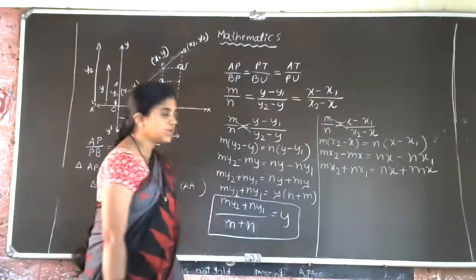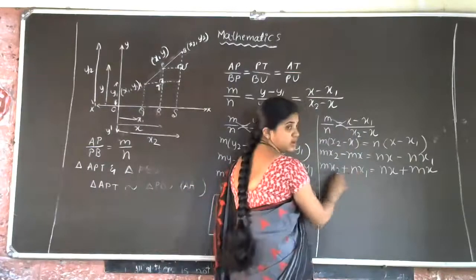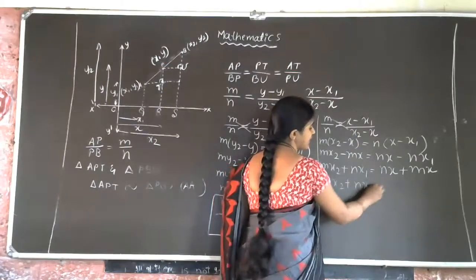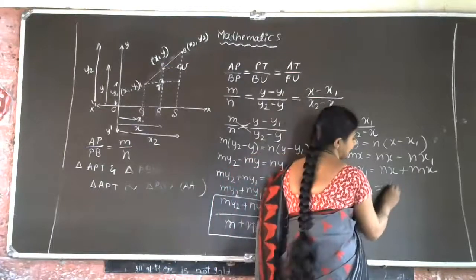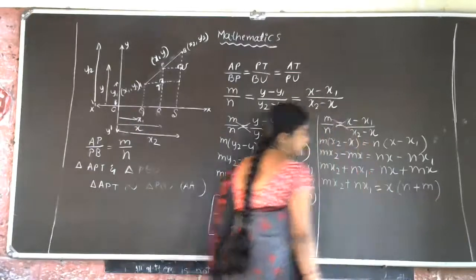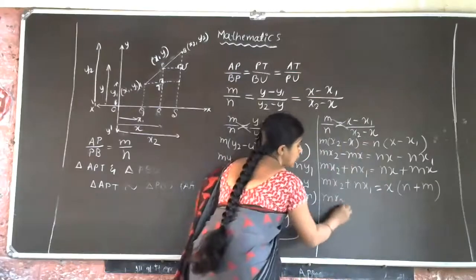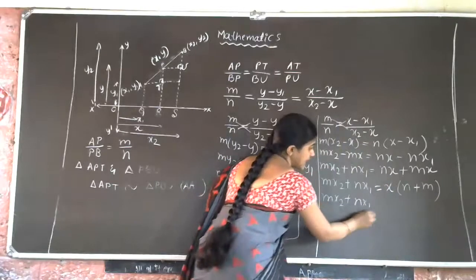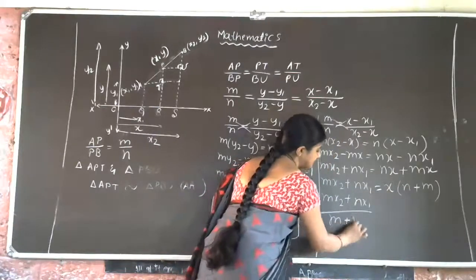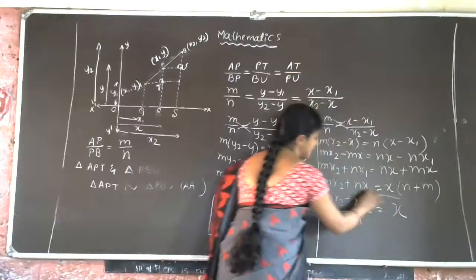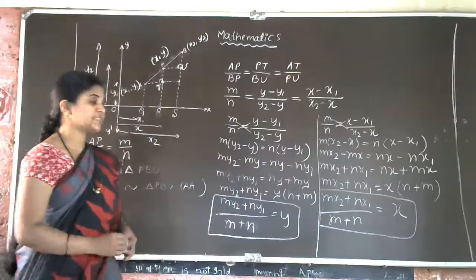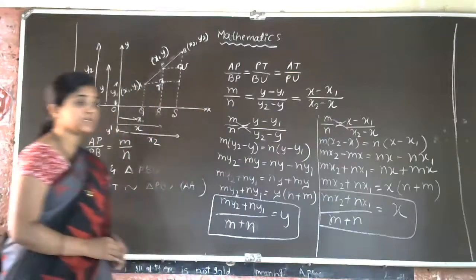Got the idea now? Yes, next one. Can we take anything common on this side? No, as it is we write MX2 plus NX1, which is equal to, here we can take M as a common factor, so the remaining is N plus M. Now the same method: MX2 plus NX1 divided by, take this one to this side, that is M plus N, which is equal to X. Here we got the X value. X is equal to MX2 plus NX1 divided by M plus N.